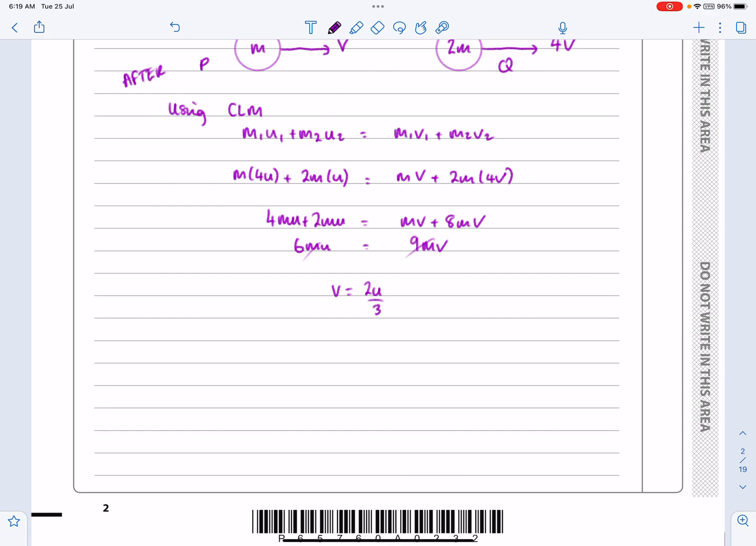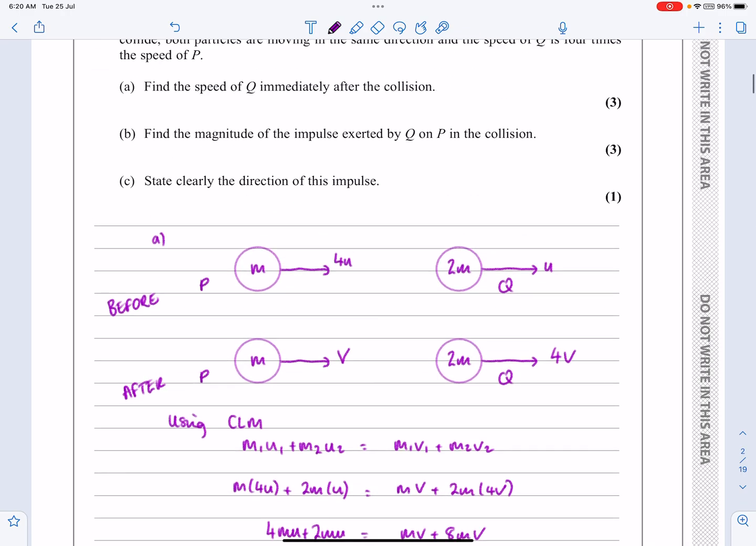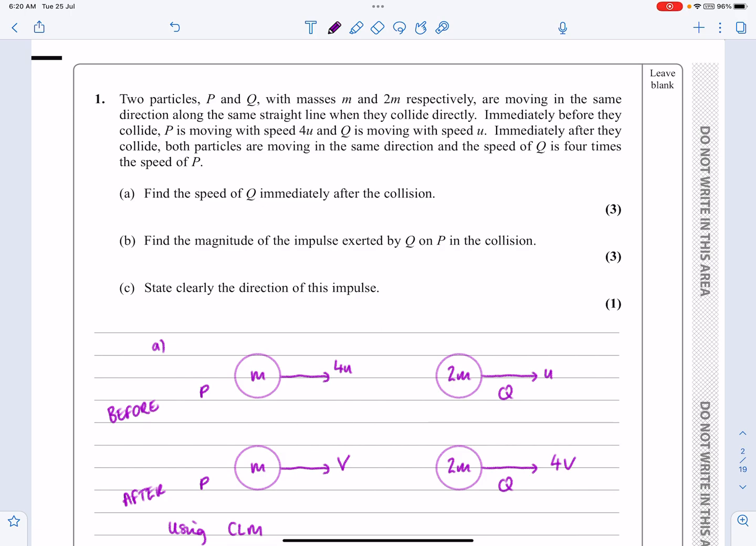That's not what we're actually asked for. We wanted the speed of Q, so speed of Q, that's my final answer, is 4V, so it's 4 lots of 2U over 3. So it's equal to 8U over 3. That's my answer to part A, which is the speed of Q immediately after the collision.